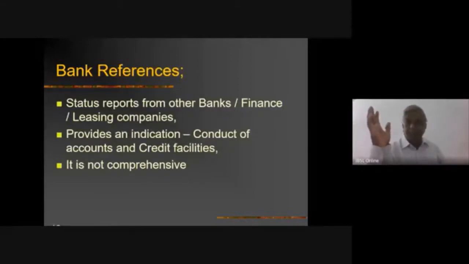But anyway, those days, you had to collect those status reports from your neighboring bank branches, and you had to keep them in the file, because you have looked at that aspect also. But now, of course, it is not done, it is not necessary, because you are collecting the CRIB report, which we are going to discuss, and that is very comprehensive. That CRIB report is very, very comprehensive, giving a lot of information about the customer. Right. So the bank references were there earlier.